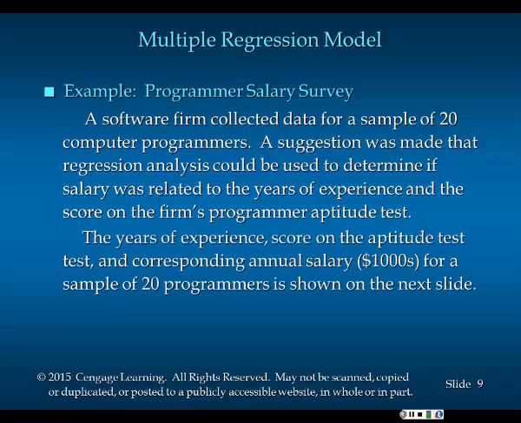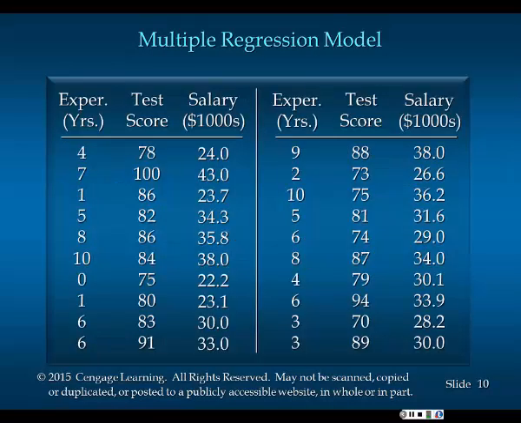But we're going to do an example here. Programmer salary survey. A software firm collected data from a sample of 20 computer programmers. A suggestion was made that a regression analysis should be used to determine if salary was related to years of experience and the score on the firm's programming aptitude test. The years of experience, score on the aptitude test, and corresponding annual salaries for a sample of 20 programmers is shown on the next slide. Here we have years of experience, here we have their test score, and here we have their salary. All right? And we have that for 20 folks.